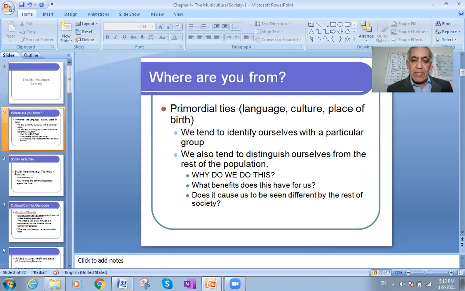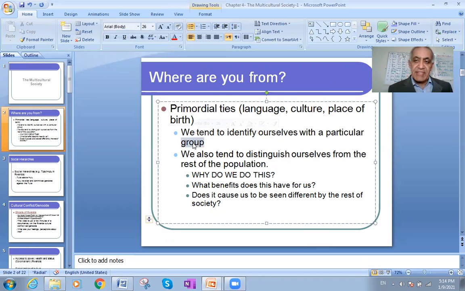Primordial ties like language, culture, and place of birth: we tend to identify ourselves with a particular group. For example, I say I am from this area, you are from this area, this is your neighborhood, this is my neighborhood. We also tend to distinguish ourselves from the rest of the population. We try to find things that make us different from other people, in thinking, in believing, in our uniforms, whatever.